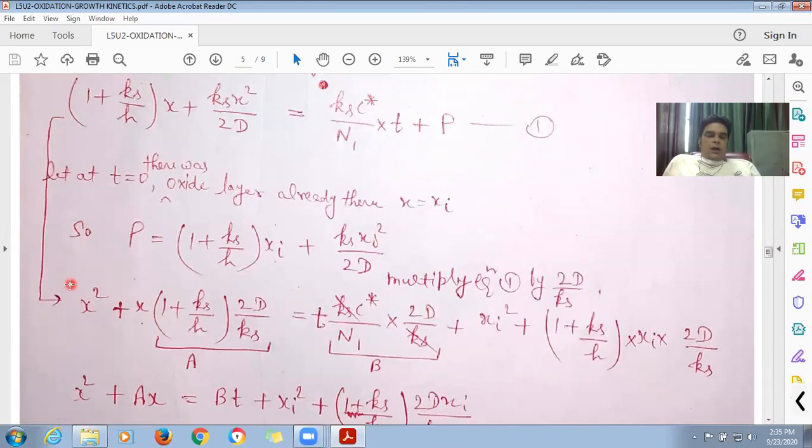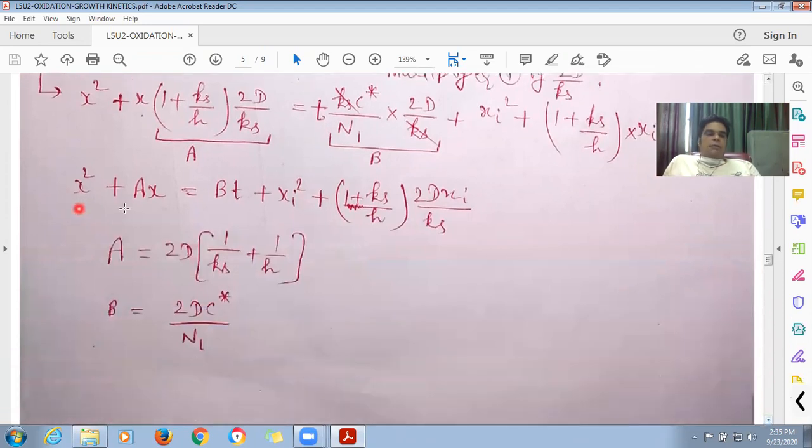Now whatever term is in multiplication with x, let it be denoted by A, and whatever term is in multiplication with t, let it be denoted by B. So this equation will reduce to x square plus Ax equal to Bt plus this term as it is. Where A is equal to (1 + Ks/h) 2D/Ks, and B is equal to 2D C star upon N1.